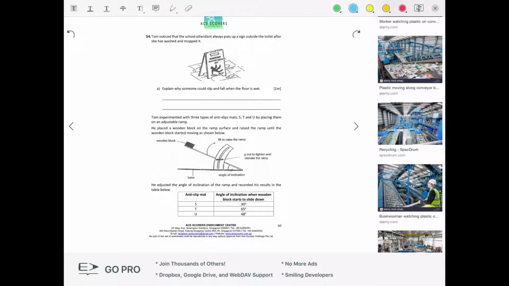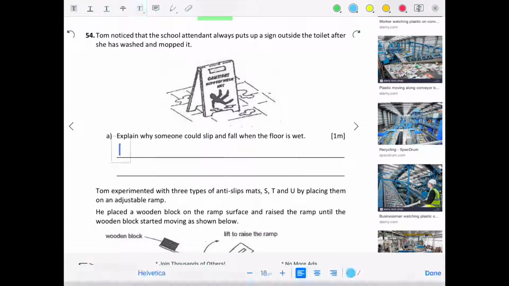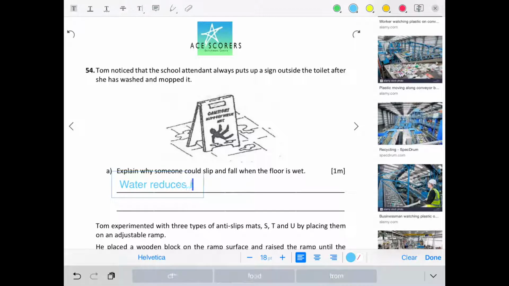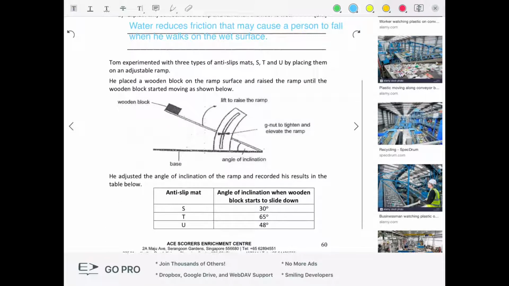Businessman watching plastic cans. Okay, so Tom noticed that the school attendant always puts a sign. Why could someone slip and fall when the floor is wet? Because water reduces friction. Very good. Right, so this is an explain question. So we say that water reduces friction that may cause a person to fall when he walks on the surface. Right, so water reduces friction. It's a lubricant. You can also mention that it's a lubricant. It's a keyword.